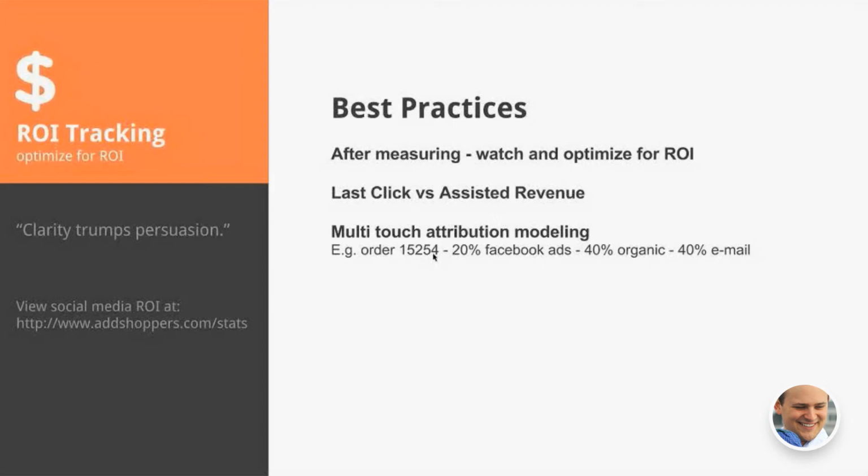One of the newer ways to look at it is multi-touch attribution. So if anyone comes through this path, like this order, for example, we're going to give 20% credit for this order to Facebook ads, 40% to organic search, and 40% to email. Traditionally, email would have gotten 100% credit. But if the order was $100, you say 20% of that revenue came from Facebook, 40% from organic, and 40% from email. It's usually a more accurate way to look at what's actually working for your marketing.